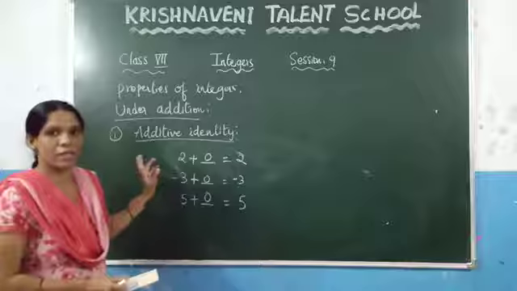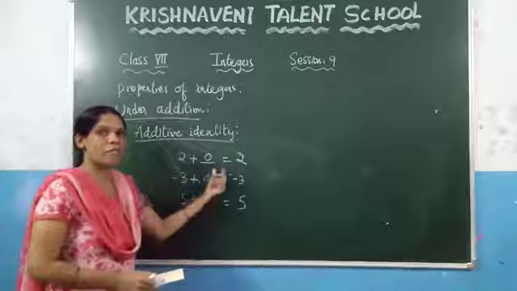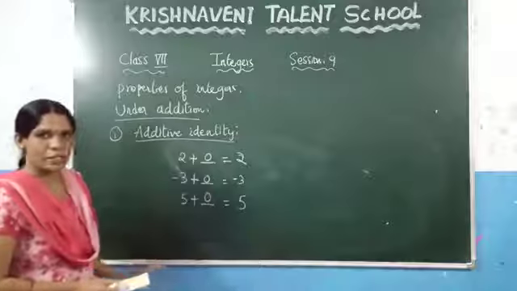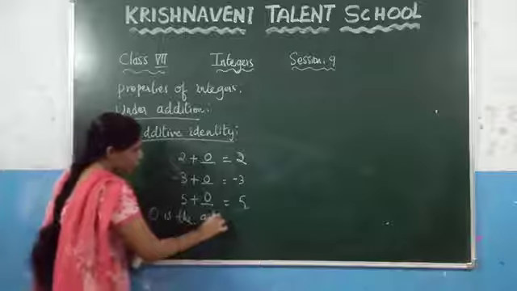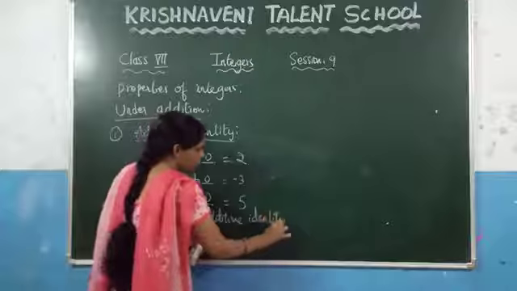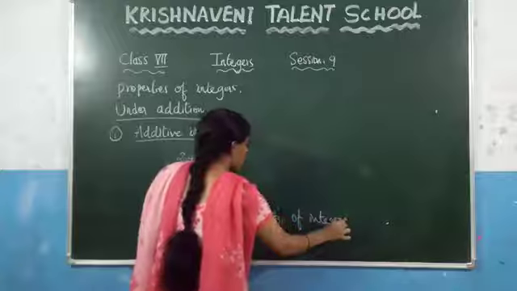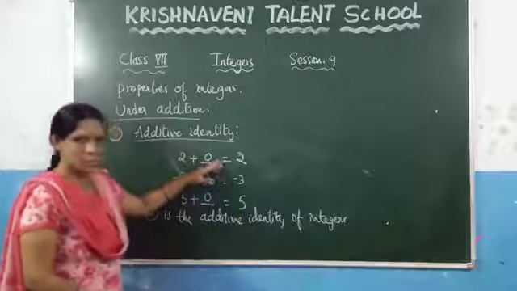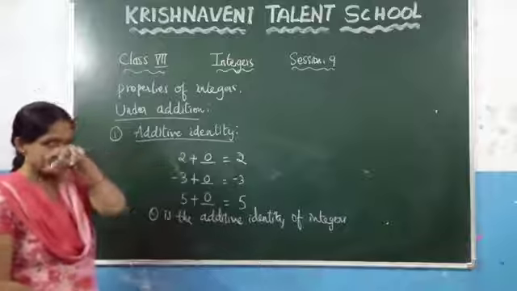So what the additive identity says: if you consider one integer, you need to add one integer such that you get the answer as the same integer. Which number do you need to add here? 0. That 0 we call the additive identity of integers. Since we are talking about integers, mention integers. So if you take one integer, you have to add one number such that you get the same number as the answer. That property we call the additive identity.